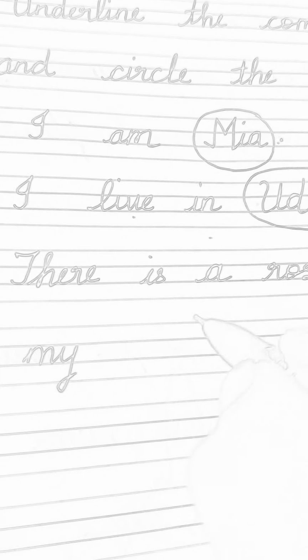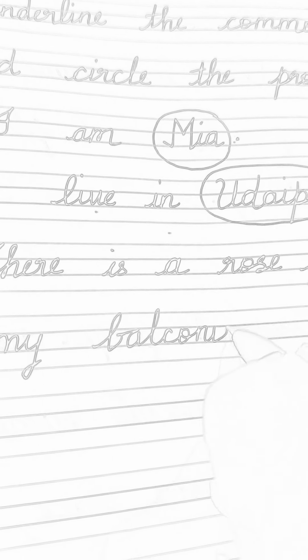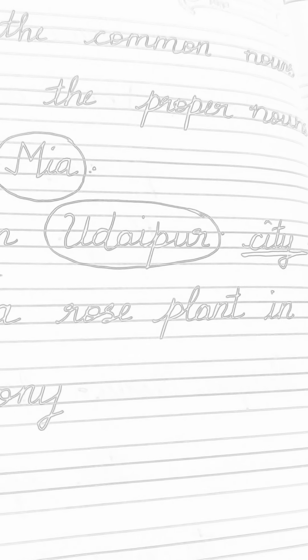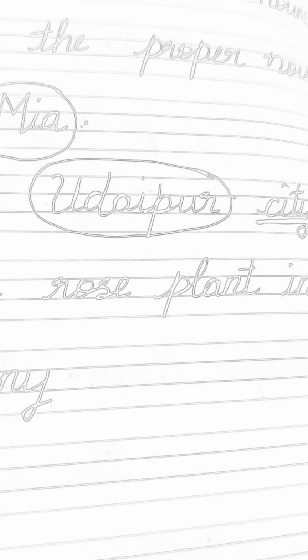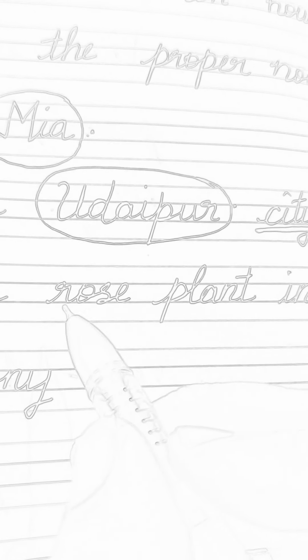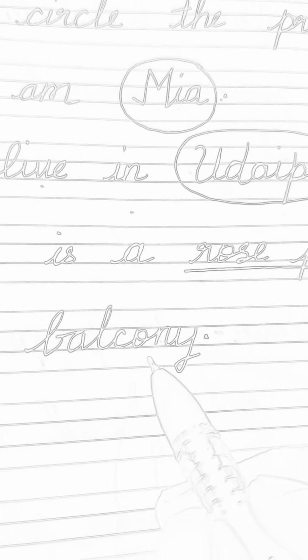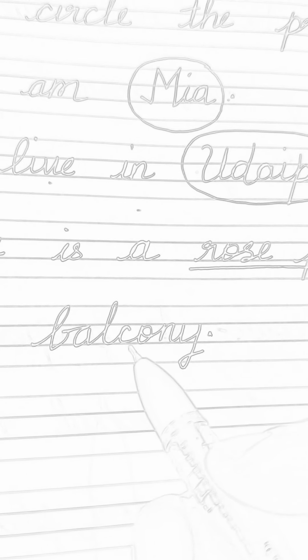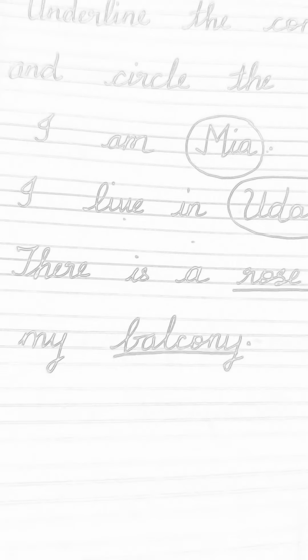There is a rose plant in my balcony. So, rose plant, there can be many different kinds of rose plants. So, it's a very general and common word given to a plant. Okay, so it is a common noun and we underline it and we put a full stop here. What about balcony? Balcony is a name of a thing. Okay, it's a name of a place. Actually, you can call it a place. Balcony is a place where you go and sit out and enjoy the cool breeze outside in the evenings, and you also grow some plants. And balcony is also a common noun.